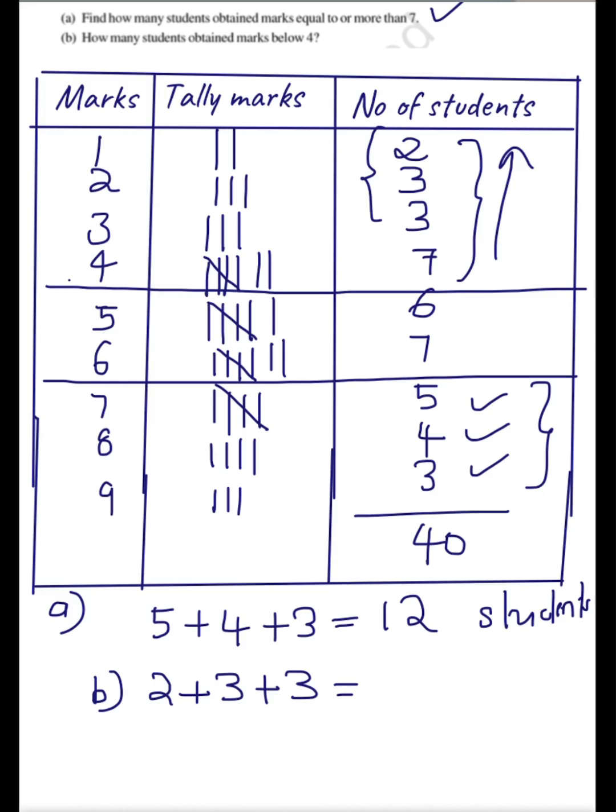Okay, in the question it's not asked how many students obtain marks below or equal to 4. If that is the question means you have to add this 7 also. But the question is how many students obtain marks below 4. So only this is enough. So 2 plus 3 plus 3. What is that? 8. So 8 will be the answer for this question. Okay, so that's all about the first question.